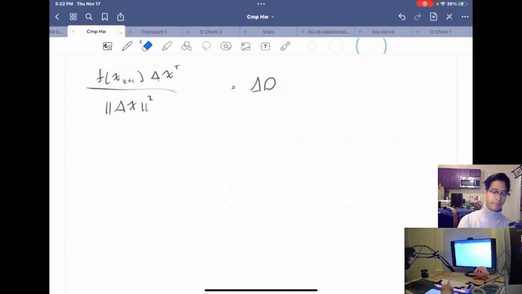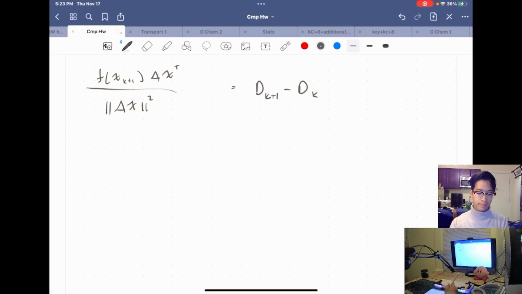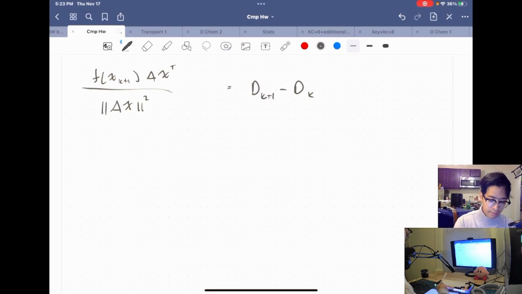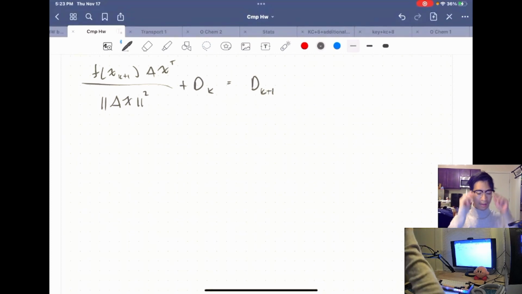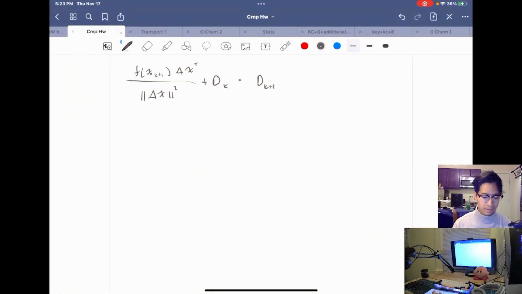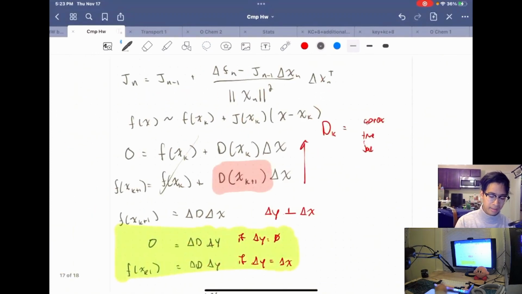And now what do we have? We have delta d being the approximation in Jacobian. So let's go ahead and expand that out to delta, the Jacobian at k plus 1 minus the Jacobian at k, right? So we can move that over. We can move this over to the other side and get it starting to look more like Broyden's notation. And it looks pretty close, but not exactly.